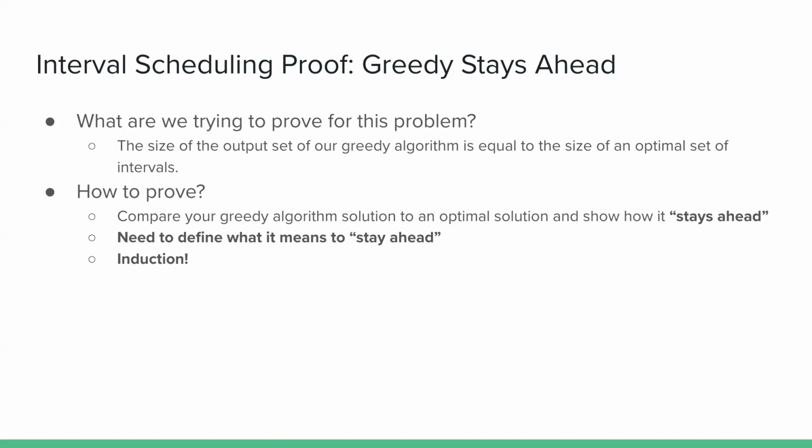And then how are we going to prove that? We need to prove that our greedy solution, which is picking the earliest finish time, is always going to stay ahead of the optimal solution, and we're going to go into that in a little more detail. But we do need to define what it means to stay ahead in general. Does anyone have any ideas about what it might mean to stay ahead of the optimal solution in this case?